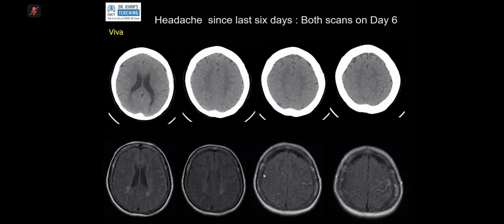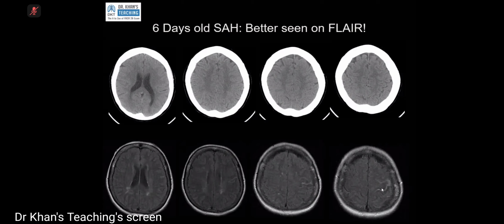On the other hand, look at this one. This is a case of subarachnoid hemorrhage. If you see the sulcus here, where I'm pointing out, there is high signal on FLAIR. Please remember that usually the sulcus has to be low signal. And then on CT, this was a 6-day-old subarachnoid, so it was not visible. You give contrast, it will not enhance.